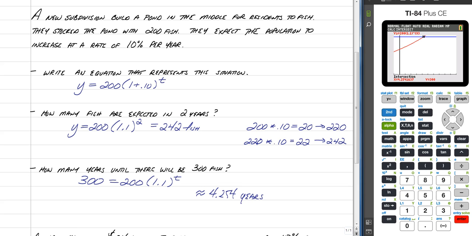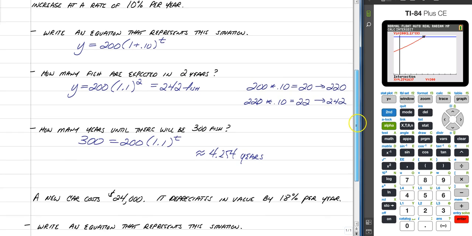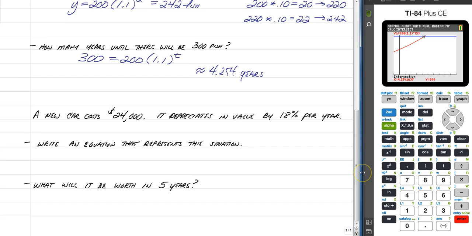Okay? Now, very similar to exponential growth is exponential decay. The only difference is things are going to get smaller now. So everybody knows when you buy a car, it costs you a lot of money, but when you go to trade it in, it's not nearly worth as much because as you use it, it's not worth as much anymore because it's not brand new. So a new car, we're going to pretend costs $24,000 and it depreciates in value by 18% per year. So let's write an equation that represents that situation.